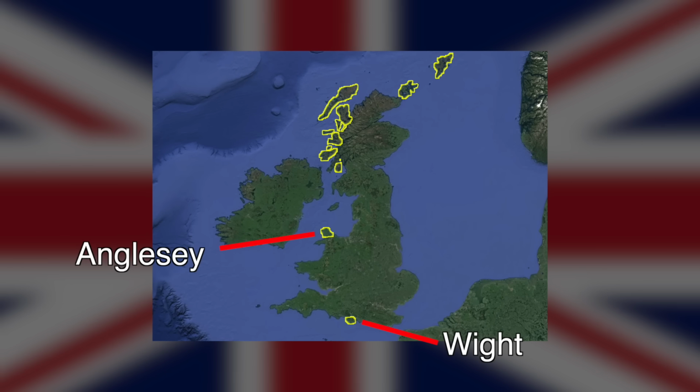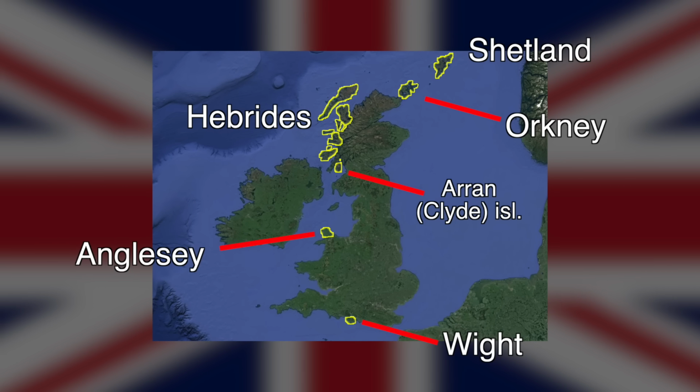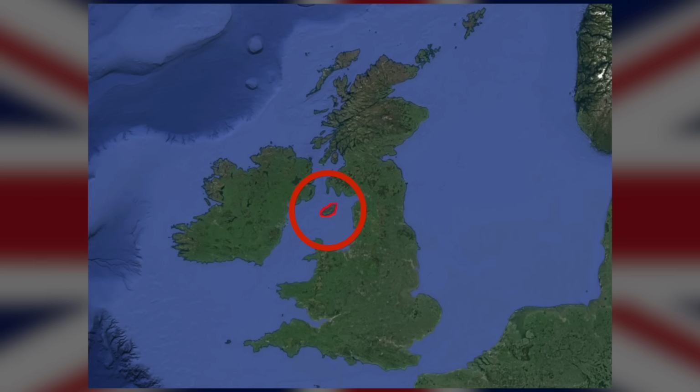Depending on who you ask, some might say this also applies to the small islands off the coast of the constituents, such as, but not limited to, the Isle of Wight, the Isle of Anglesey, the Orkney, Hebrides, and Shetland Islands off the coast of Scotland, and so on. All except for this one, but we'll get to that in a bit. From there, we have Northern Ireland.